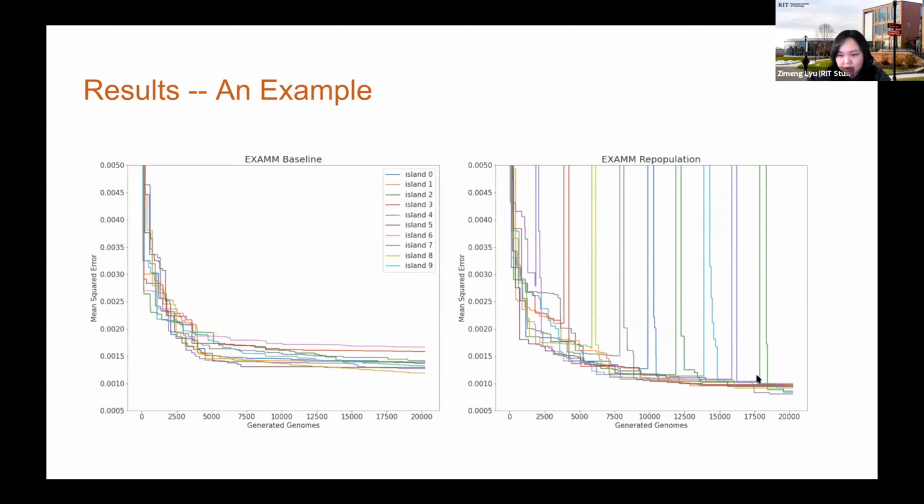And towards the end of the run, we can see there are a couple of islands at the end here. Those 3 islands are all repopulated islands, which means this repopulation strategy actually works and can improve the overall performance of this evolutionary strategy.